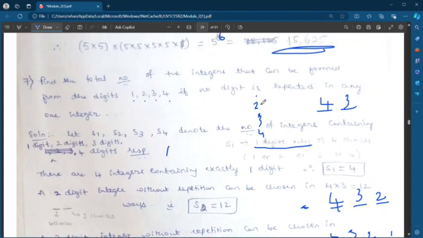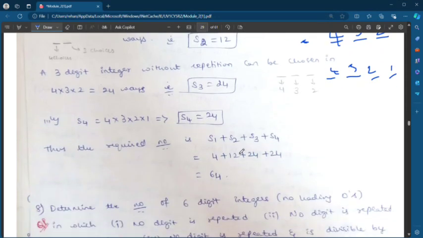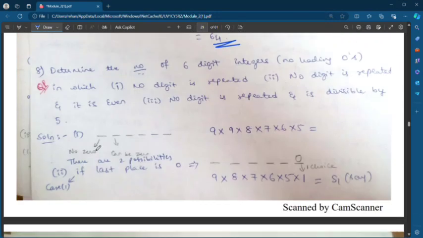So the value of S1 is 4. How 4? 1, 2, 3, 4 ways it can be filled. S2 is 4 into 3, that is 12. Then S3 is 4 into 3 into 2, that is 12 into 2 is 24. And S4 is the same, because multiplying by 1 it is 24. So I have to add all of these: 4 plus 12 plus 24 plus 24 gives me 64.